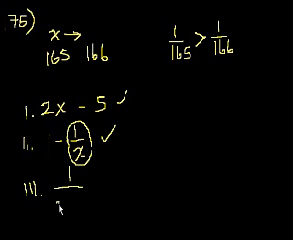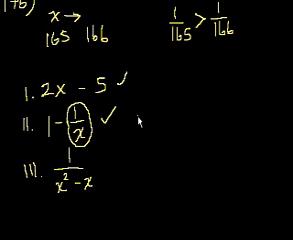1 over x squared minus x. So the question is, what happens to x squared minus x as we go from 165 to 166? If you think about it, we are well beyond any kind of vertex in this. If you know a little bit of calculus, you could figure out the vertex really fast. This is going to be some type of parabola. This x squared minus x is going to look something like this, right?